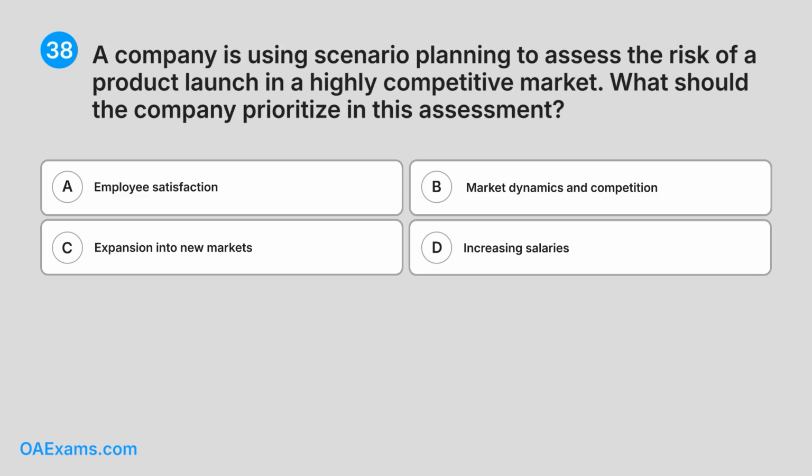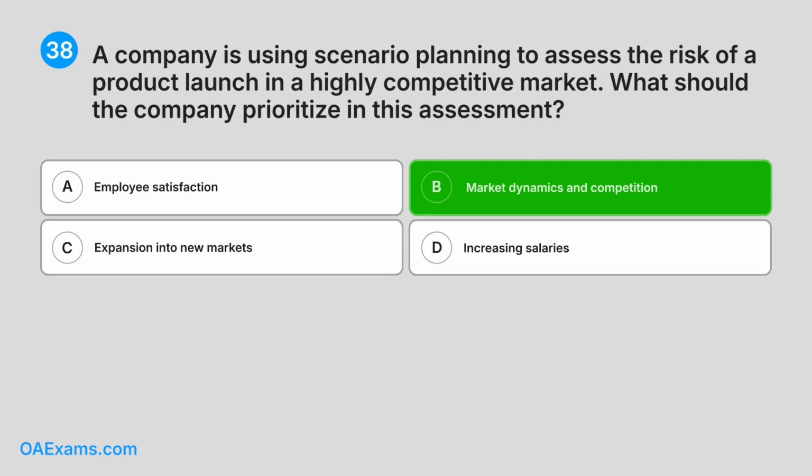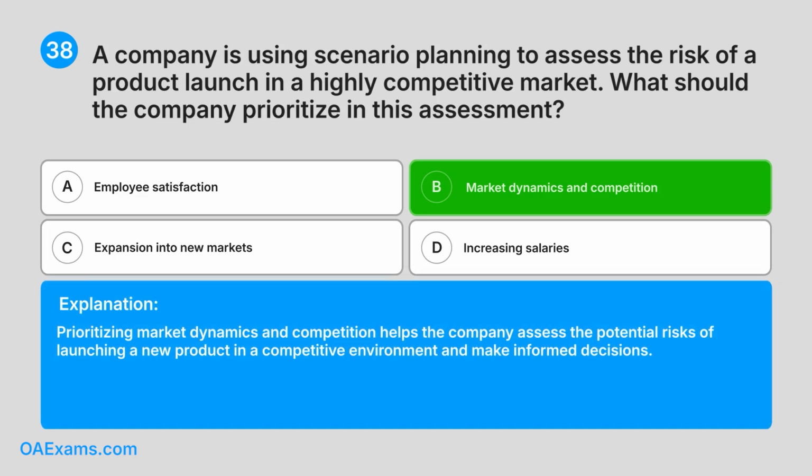Correct answer. B. Market dynamics and competition. Explanation. Prioritizing market dynamics and competition helps the company assess the potential risks of launching a new product in a competitive environment and make informed decisions.